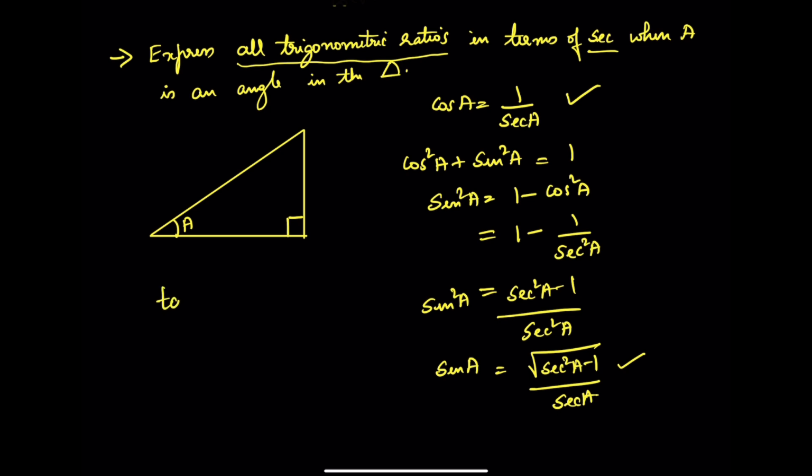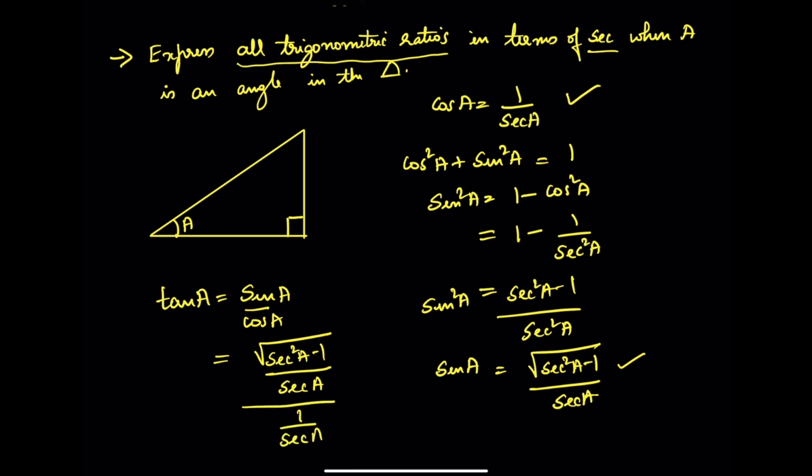So tan would be easy. Tan is equal to sine by cos, right? Now we just apply it here. What was sine? It is square root of secant square A minus 1 divided by secant A, divided by cos. Cos is nothing but 1 by secant A. So the secant A in the denominator gets cancelled and we'll have square root of secant square A minus 1. So this is the value of tan.